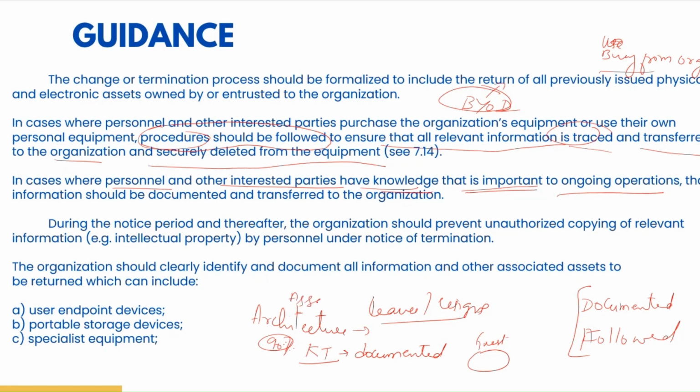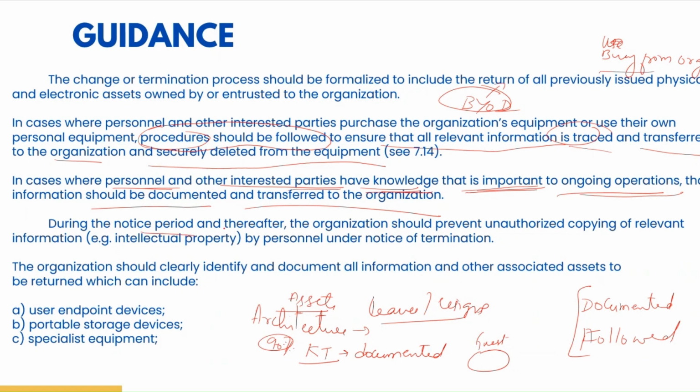The knowledge also is an asset. That is what ISO says. In cases where a person and other interested parties have knowledge that is important to the ongoing operations, that information should be documented and transferred to the organization. ISO says even that is an asset. Before the organization lets this person go, they have to ask him, have you done all the documentation? Verify whether he has given proper handover, document everything, because knowledge is also an asset.